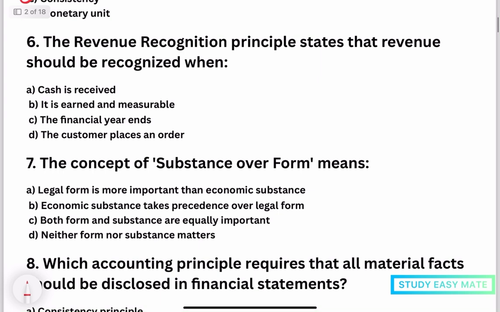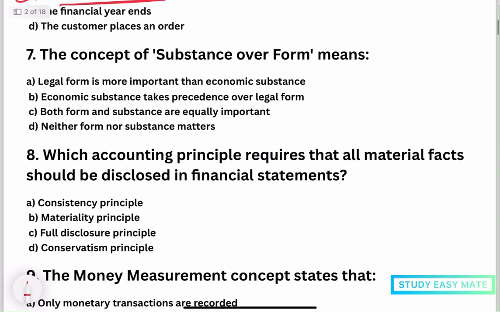So question number 6, the revenue recognition principle states that revenue should be recognized when it is earned and measurable. Why? Earned means the company has substantially completed what it must do to be entitled to the benefits represented by the revenues, right? Measurable means the amount of revenue can be reasonably determined. So this principle will ensure that financial statements reflect the economic reality of a business transaction and provide better matching for revenues with related expenses.